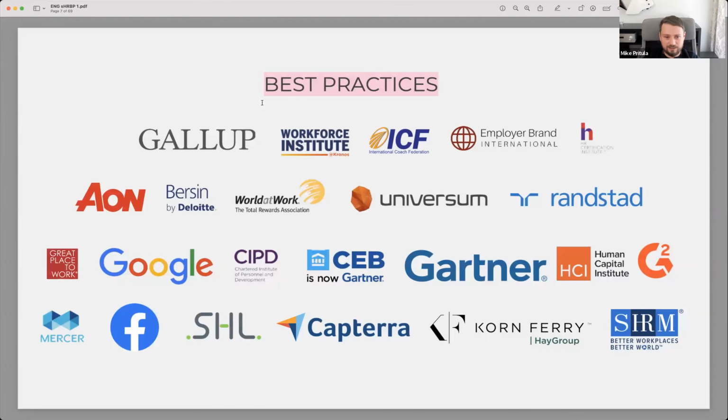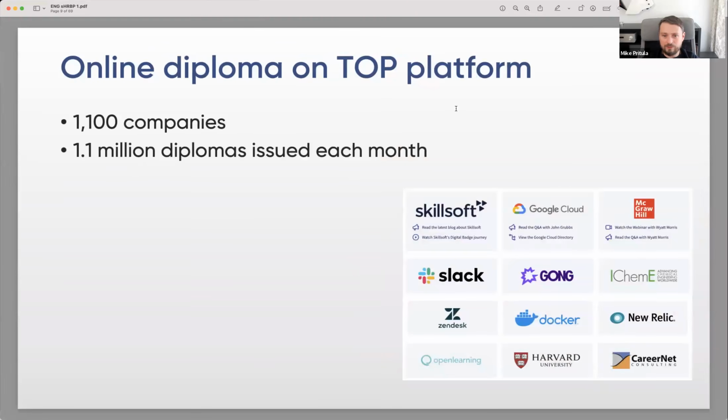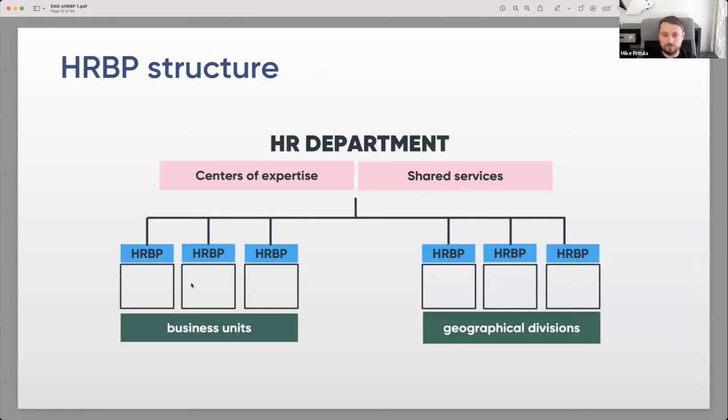In my job, I rely on best practices, and here is just a small list of companies that I track, whose research, frameworks, competency models, and services I read, okay? And let me tell you about the homework that is implemented in our courses. All completed homework assignments qualify for the diploma of completion. Here is an example of a diploma, and we issue our diploma online on a special platform, which is Credible, and this platform is used by Google, Zendesk, Slack, Harvard University, and other companies. So this platform is very popular.